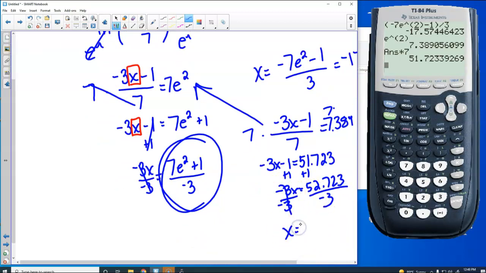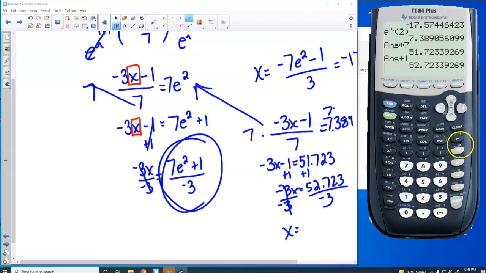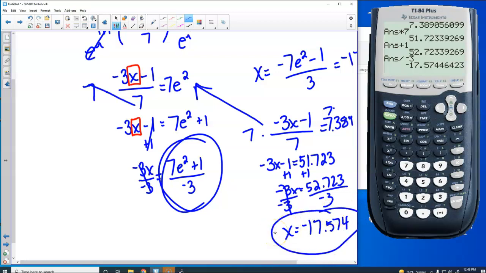So x would equal, let's make sure we're getting the same thing, negative 17.574. And everything on tomorrow's quiz, when you type in the decimal, make sure you got at least 3 decimal places for me. So it'll count it right. So tomorrow you would type that in as your answer.